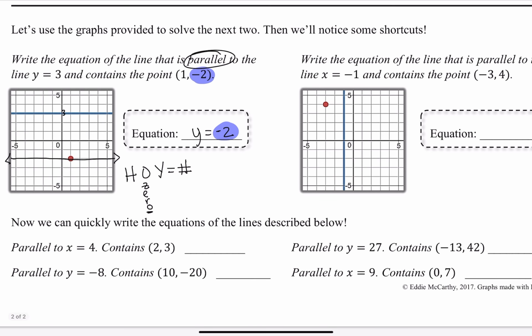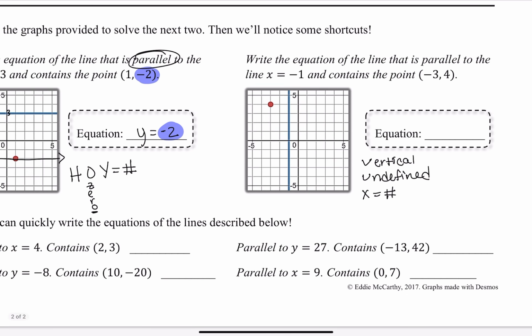And so here, this is a vertical line, which we said was VUX, right? So vertical, undefined slope, and it was x equals your number, right? So here, x equals negative 1 is right here because this is negative 1. And then you're going to look at your x, which is right here. And so the parallel line is x equals negative 3, which is right here. And then that's it, because that matches this one.